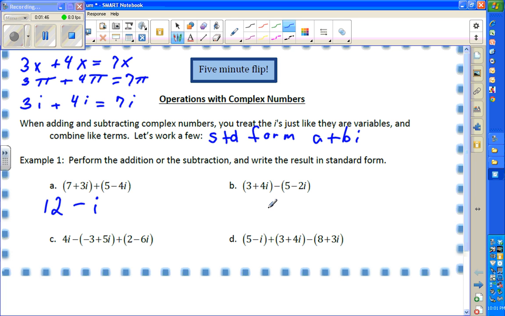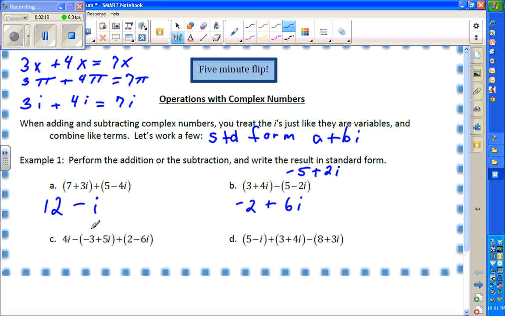Let's work on B. First, we need to distribute the negative. That's a negative 5 plus 2i. And combining like terms, the 3 and the negative 5 is negative 2. And the 4i with the 2i makes 6i. So negative 2 plus 6i is my complex answer. Negative 2 is the real part. 6i is the imaginary part.